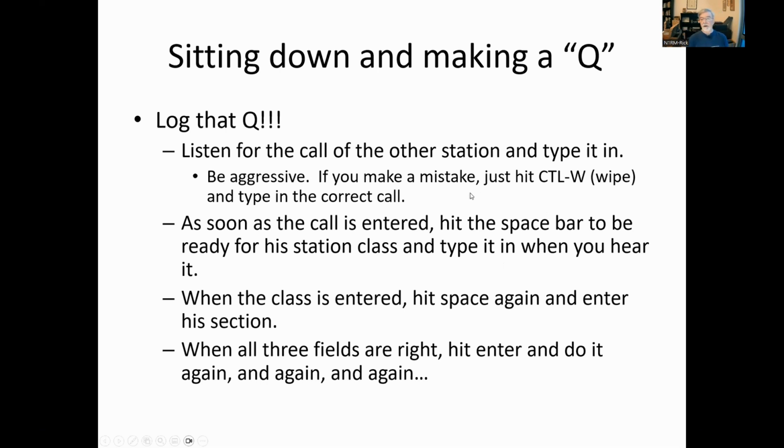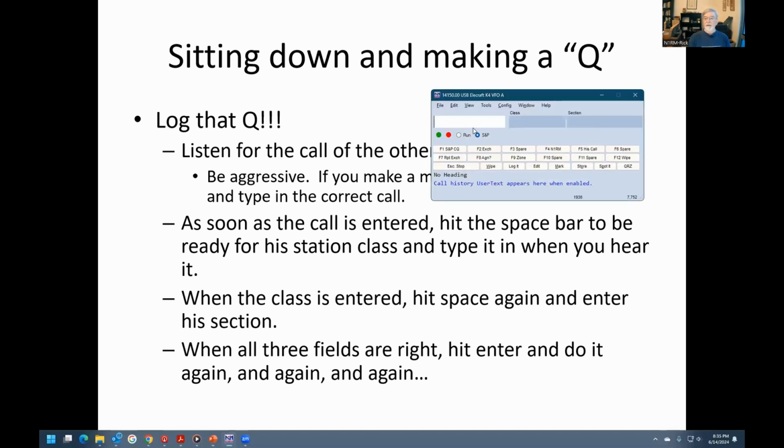Listen carefully to the call of the other station and type it in. Be aggressive. Don't worry about being very meticulous about it. If you make a mistake and you want to start all over again, Control W is your friend. It just starts you all over again. And I'll give you an example of that. Let's say WA1BNM is calling, and I type WA1BNN.